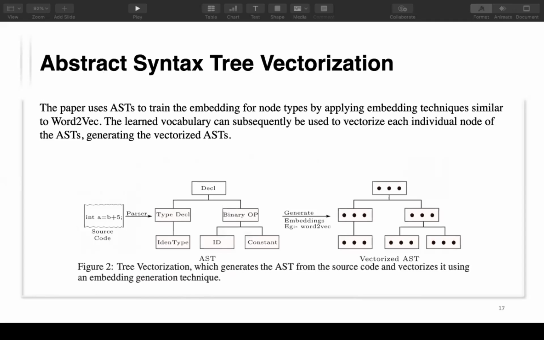So the first step is the AST vectorization. The paper uses the AST to train the embedding for node types by applying embedding techniques similar to word2vec. After we learn the vocabulary of the AST, we can use it to vectorize the AST. For each AST node, we have an embedding, right? Yes, for each individual node. It's not word to vector, it's node to vector. Yes, but the technique is similar to word2vec.